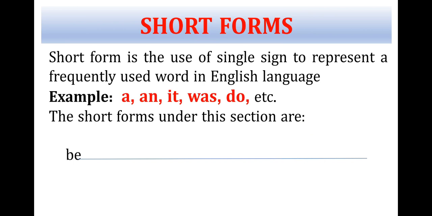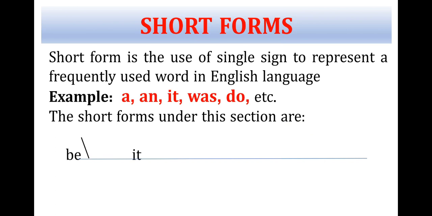Short form is the use of a single sign to represent a frequently used word in the English language. For example, a, and, it, was, do. So we have short forms for them. The short form under the first section is for B. What is the short form for B? Consonant B is used to represent be in shorthand, that is a heavy downward stroke. That's the short form for be.